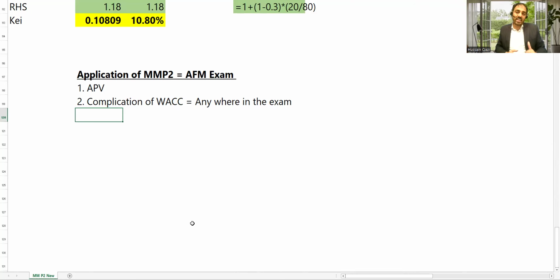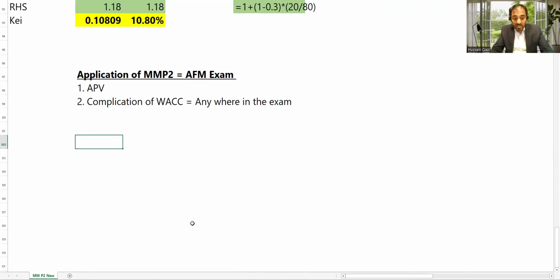Other way around, if I say that ignore MM proposition 2, where KE used, you must say that KE can be used either for APV, for NPV, for advanced WACC, effect to the acquisition merger, business reorganization, anywhere. So if KE used anywhere, so K geared or ungeared complication can be used either with CAPM or either with Modigliani-Miller Proposition 2. That's a point.